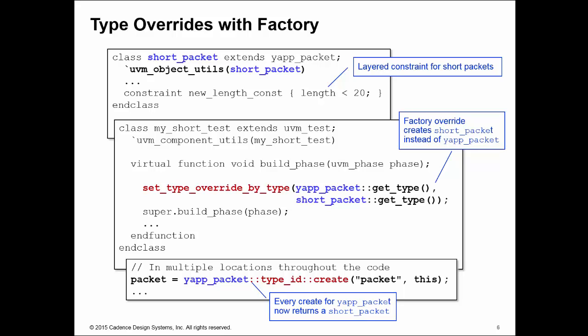Now there's various ways of doing a type override. We're using the type override by type because this uses static method calls. Here we have to call the get type as a static method of the type name in order to pass it into the type override method, and we use this form because it allows much better compiler checking and is much easier to find any problems with your code.